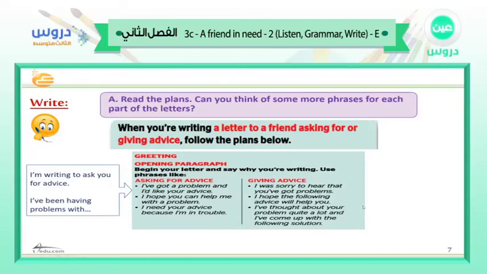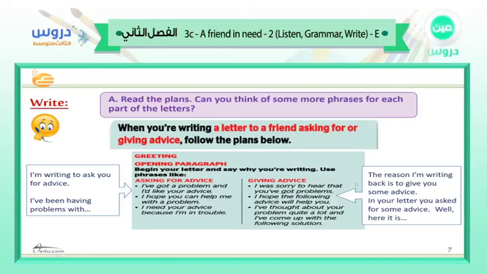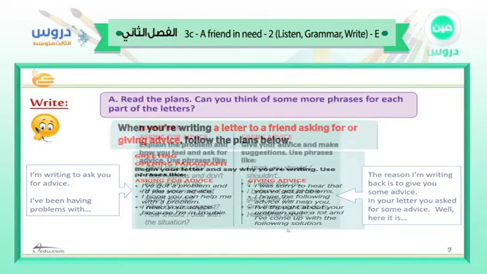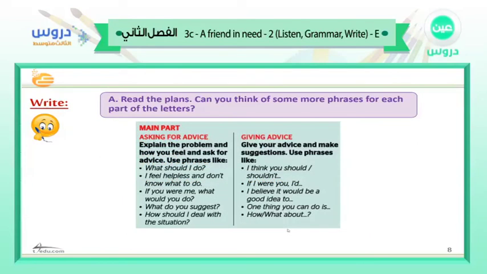How about more opening paragraphs for giving advice or solutions? What do we have? The reason I'm writing back to you is to give you some advice, or in your letter you ask for advice. Well, here it is. Okay, very good. Okay, so sorry, that was the opening paragraph. Now we have the main part.